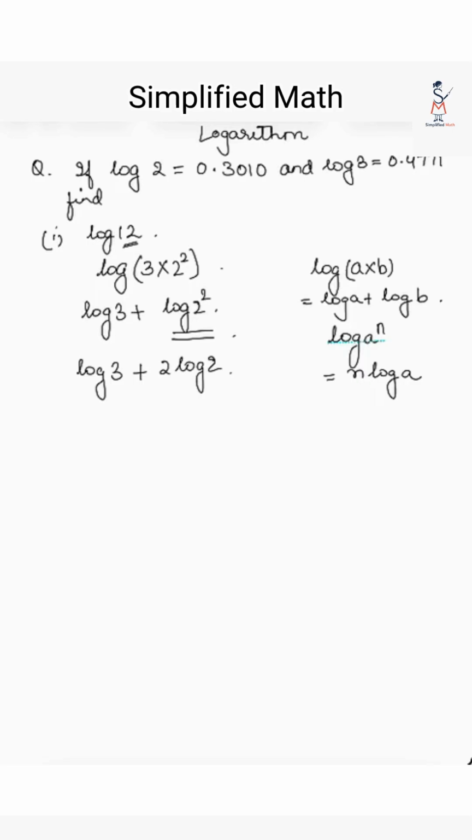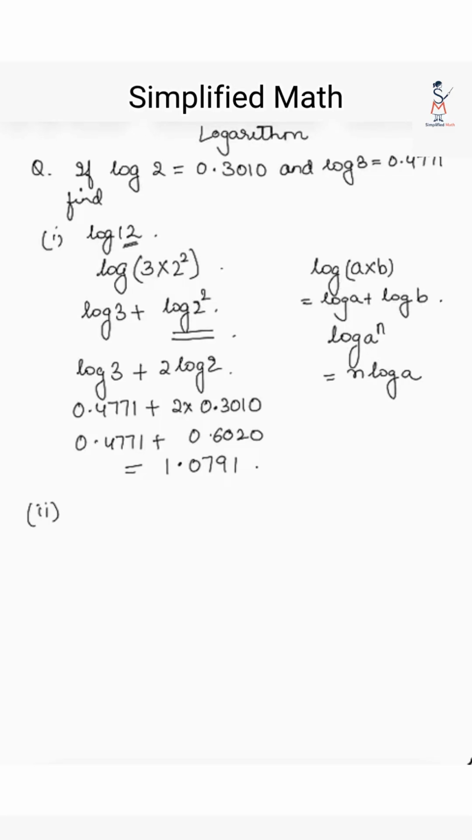Right? So now log 3 value is 0.4771 and 2 into log 2 value is 0.3010. So we will multiply 0.3010 with 2, and 0.4771 plus 0.6020, which will come out as 1.0791.